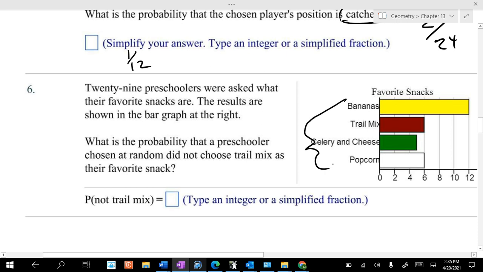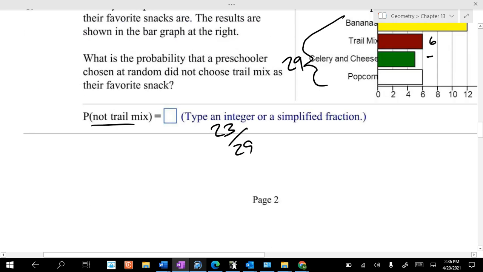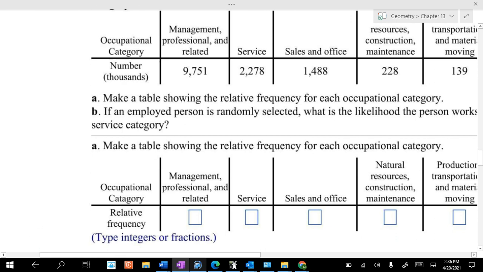Okay, so here's 29 preschoolers. It says 29 preschoolers, so you don't even have to add them up. You know there's 29. How many of these chose something other than trail mix? Well, if we know that there are 6 that chose trail mix, how many didn't choose trail mix out of the 29? 23. You just take 29 minus 6. So 23 out of the 29 did not choose trail mix. Okay? So you just read the question and put the one over the other.